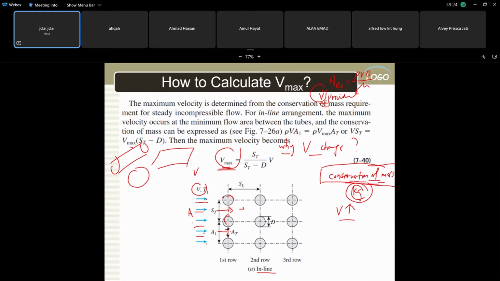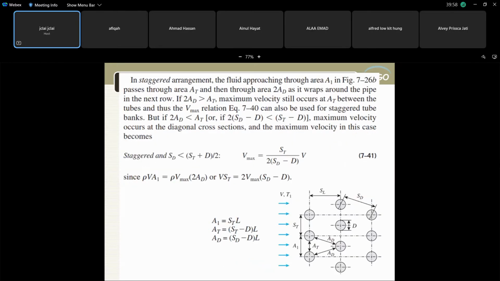Before the fluid flows past the tubes, it flows slower, right? V initial is slower as compared to when it flows past the tubes, then the velocity increases. So when we calculate Reynolds number, we must use the Vmax instead of the V enter. That is the reason. Okay, so how do you calculate? Use the formula, right?